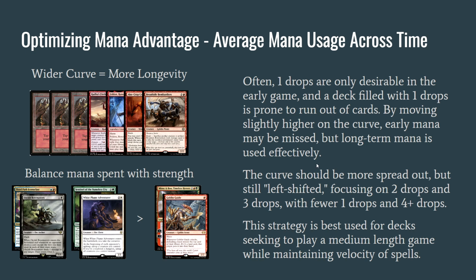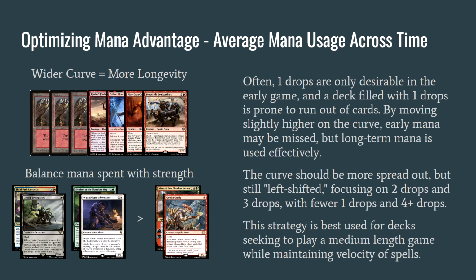The curve should be more spread out, but it's still sort of left shifted. You're not going to have a curve that's centered on 3-drops. It's going to be centered on probably 2-drops, with more 3-drops than you would see trying to optimize for a perfect mana curve. And you might still have some 4-drops, but you're going to have a lot fewer 4-drops than some of the other strategies.